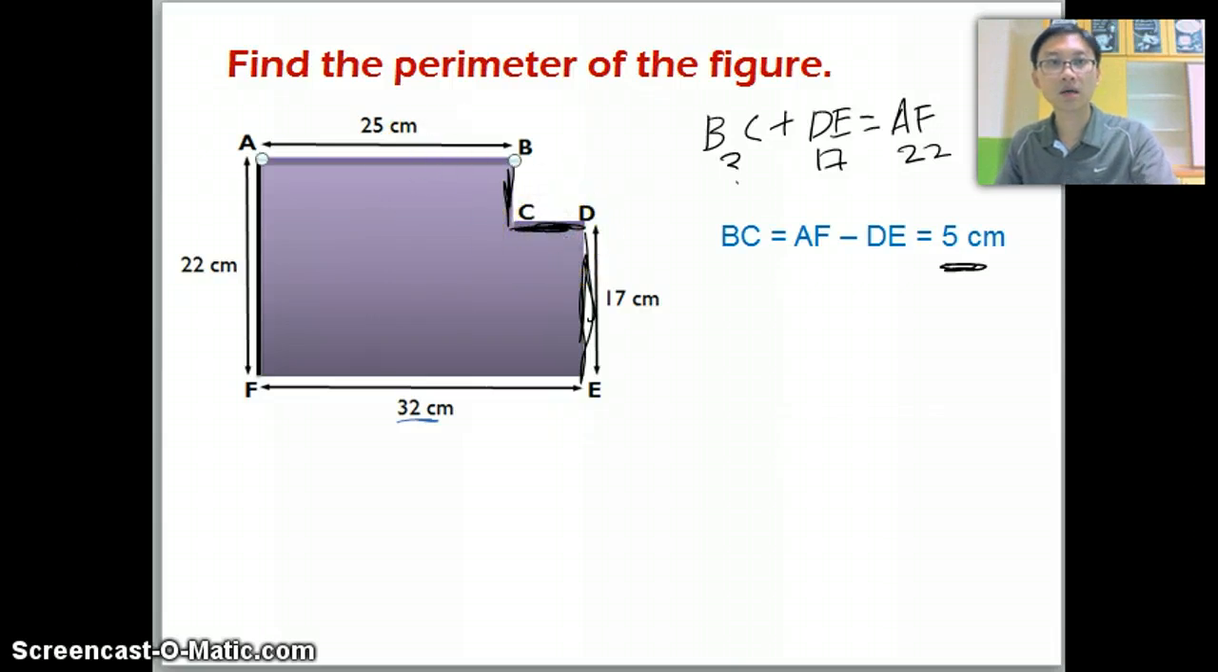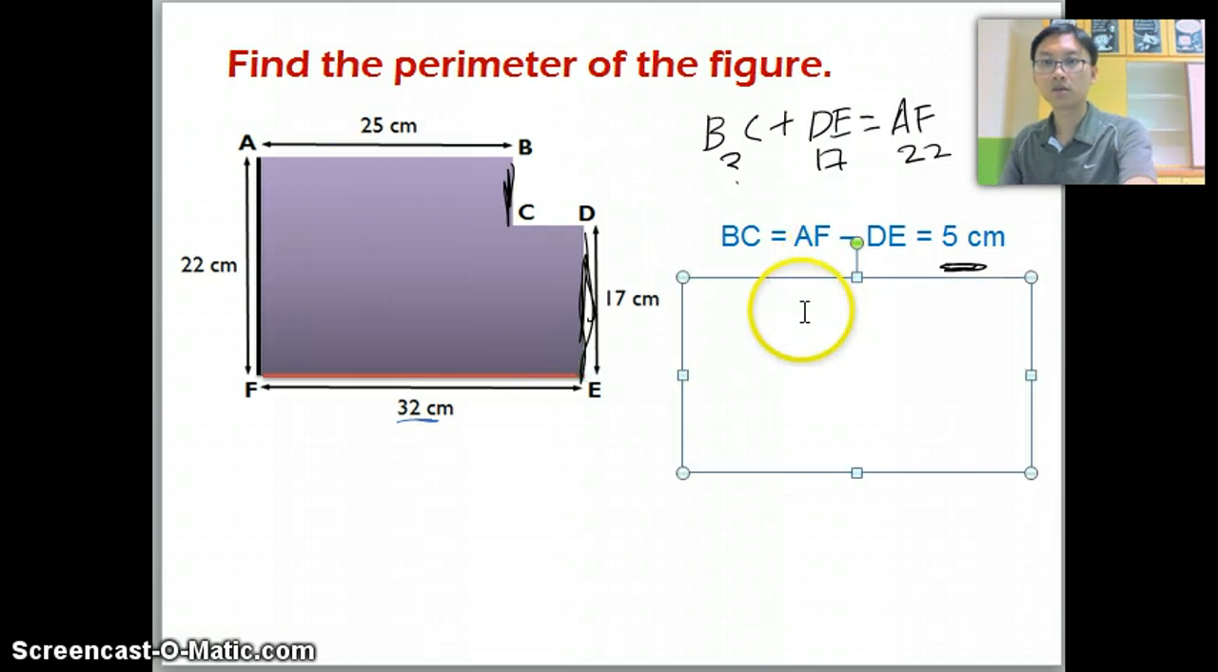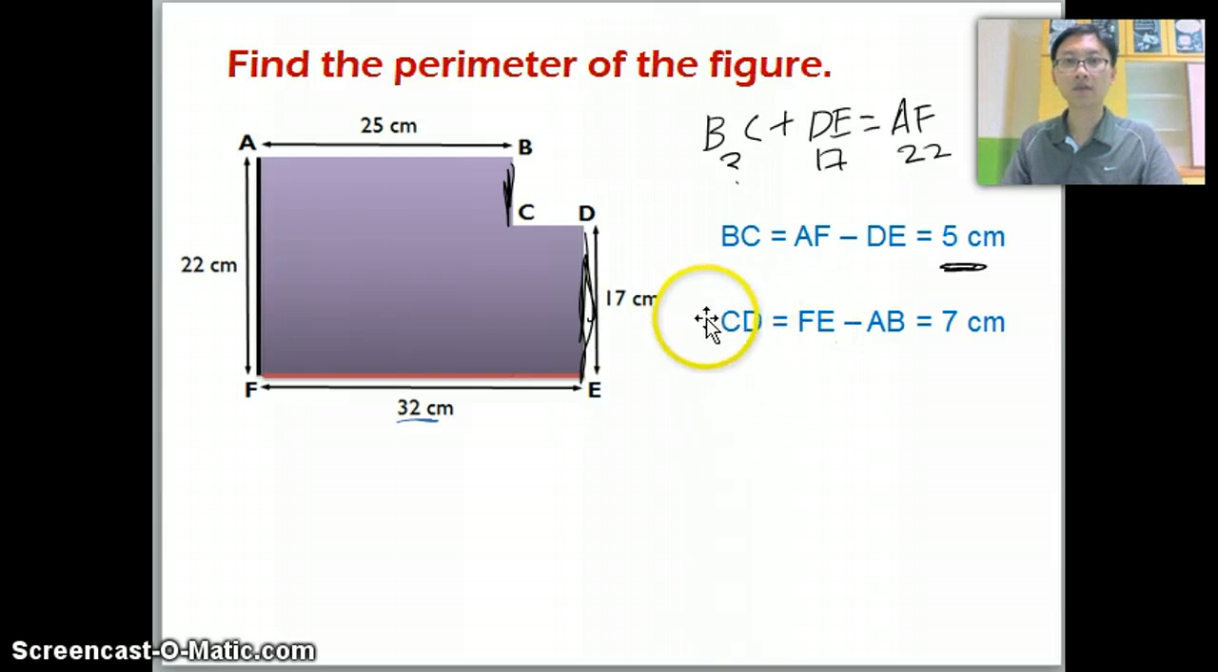Let me pull this down. Now I'm going to change to another color. I'm going to pull AB down. Change this, CD. I'm going to pull CD down. Okay, they match. So CD is actually FE minus my AB, and I get my CD, which is 7 cm.